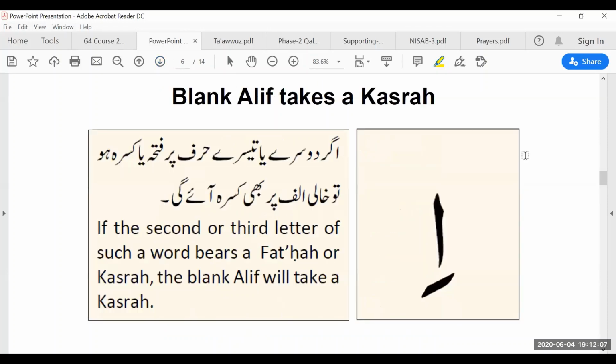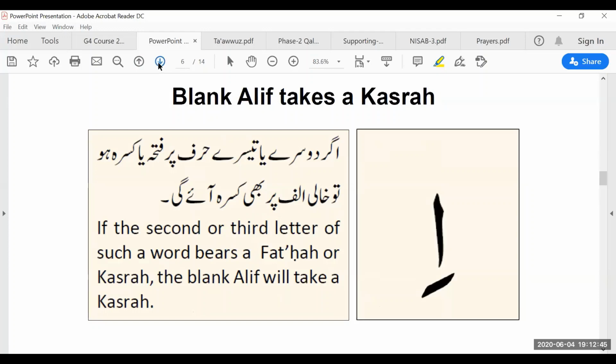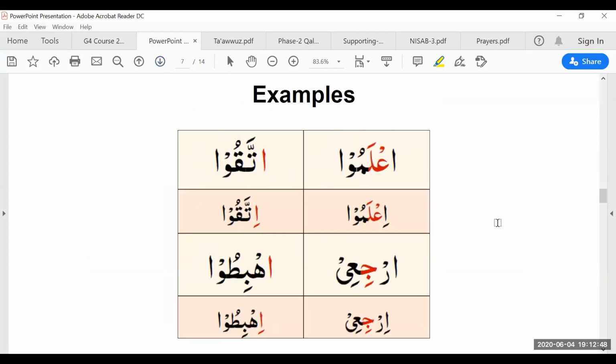Jazakumullah. Okay, so the next one is, when does the alif take a kasra? If the second or third letter of such a word bears a fatha or kasra, the alif will take a kasra. As I mentioned here, this one is not followed by lam sakin. It's followed by ra sakin, but we look at the first mutaharrik letter, which is ta, and this carries a fatha. So according to the rule, the alif will take a kasra. Now we have some examples.